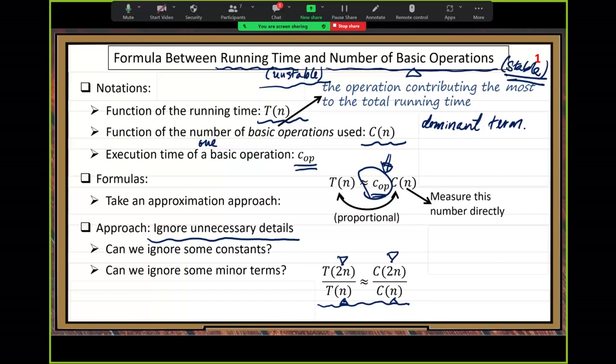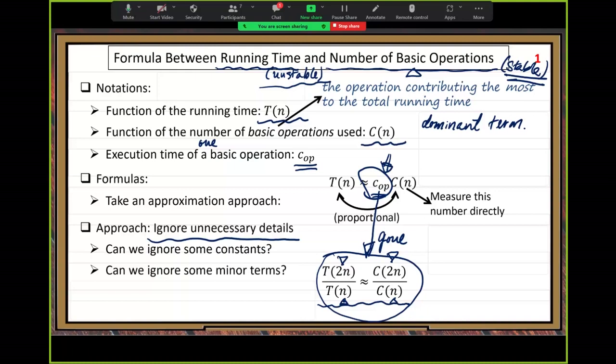When we do that, you can see this little constant c cancels out. It's gone. So we have this approximate equality. This new representation can tell us some useful information. So that is the useful information.